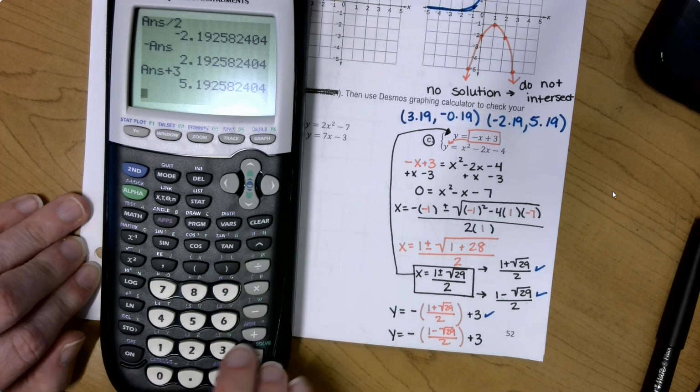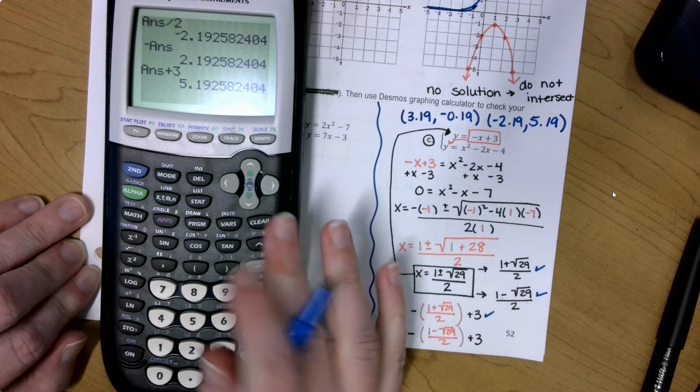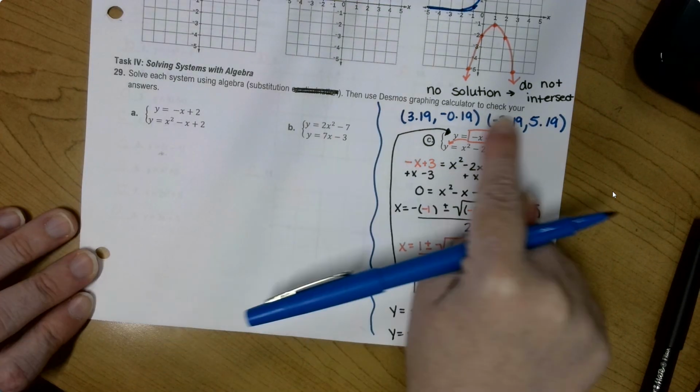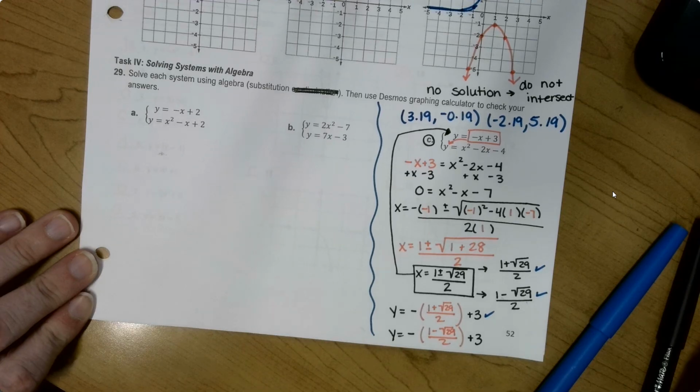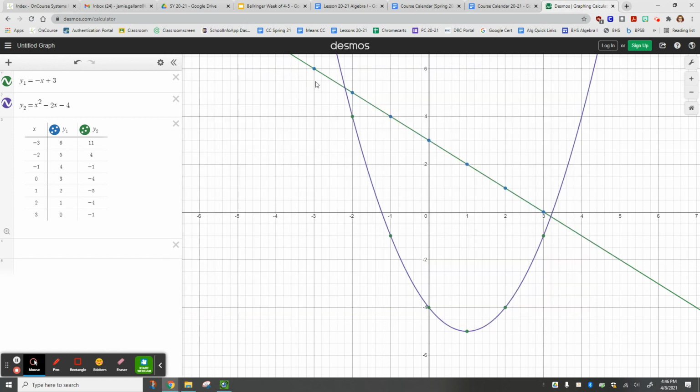Can you tell why I didn't want you to do this one on your own? That is ugly. All right, so then it asks us to use Desmos to check our answers. So I went ahead and graphed. We have negative x plus 3, x squared minus 2x minus 4. So let's look at our points of intersection.